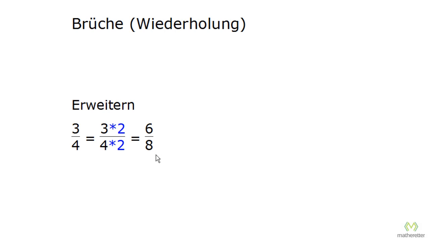3/4 is 0.75, and 6/8 is 0.75 as well. That's why we have the equal sign here too. And when simplifying, we reverse that. We take the 6/8 and divide the numerator and the denominator by 2 and get 3/4 again.